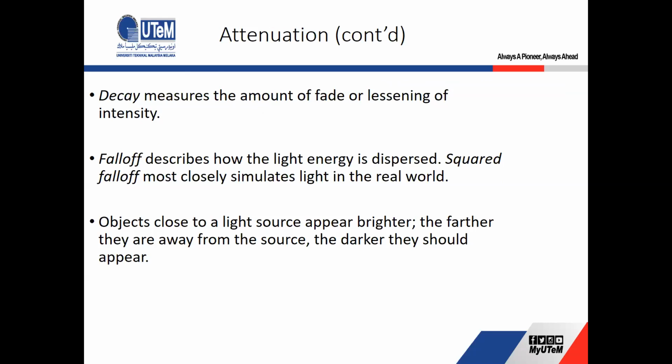Falloff describes how light energy is displayed; square falloff most closely simulates light in the real world. Objects close to a light source appear brighter. The farther they are from the source, the darker they should appear. So the concept is, if the light is close to the object, it becomes brighter, but if it is far away, the object will be darker.